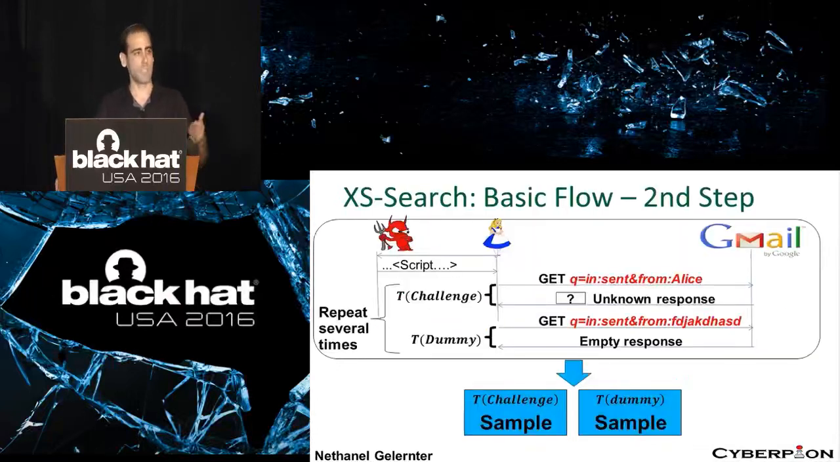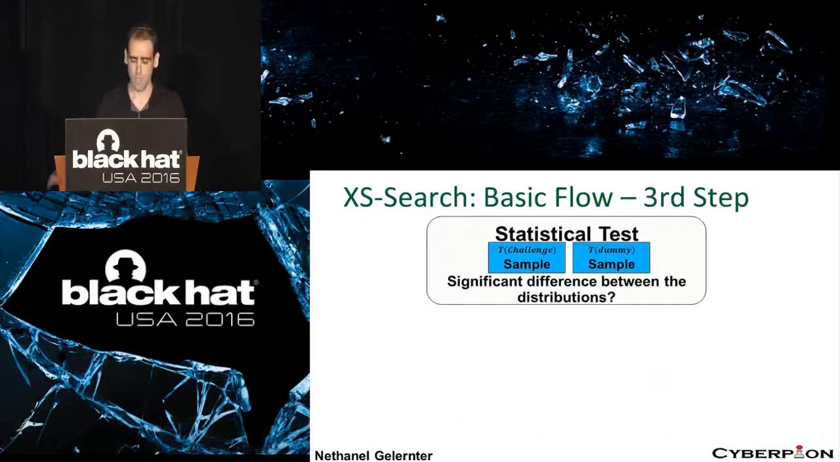Now the attacker repeats this process of sending challenge and dummy search requests, and at the end of the second step, the attacker has 2 samples of response time. The first for the dummy search request and the second for the challenge search request. In the third step, the attacker applies a statistical test on both these samples, and the goal of this statistical test is to detect whether there is a significant difference between the distributions of these samples.